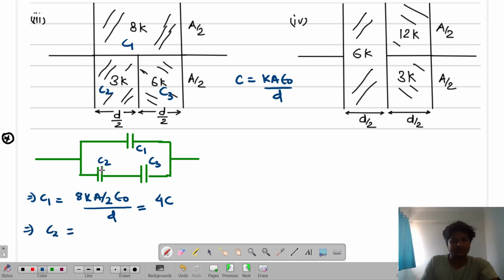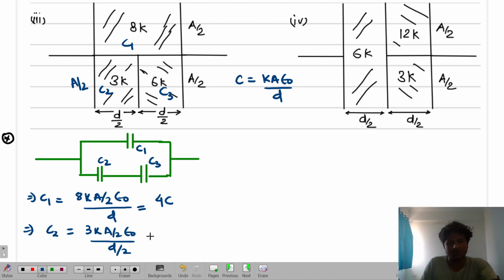Similarly, C2 is how much? 3k. This time the area is how much? It is A by 2 only, or not? So it is 3k A by 2 epsilon naught, but there is also d by 2. So this is exactly equal to how much? 3C, isn't it? Yeah, I'm solving for the third one.